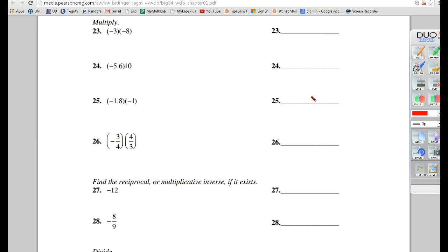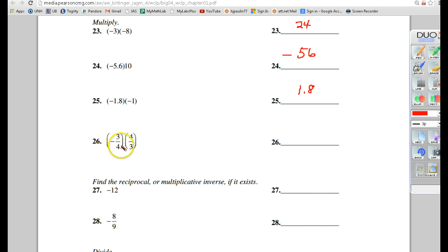Now for these, we're going to do some multiplication, and we're carefully watching the signs. Here the signs are the same, so like signs will give us a positive 24. Here one is negative, so we know our answer will be negative. And multiplying by 10, we just have to move the decimal over one place. And here, multiplying anything by a 1 doesn't change its value, but we have to watch the signs. So this becomes a positive 1.8.